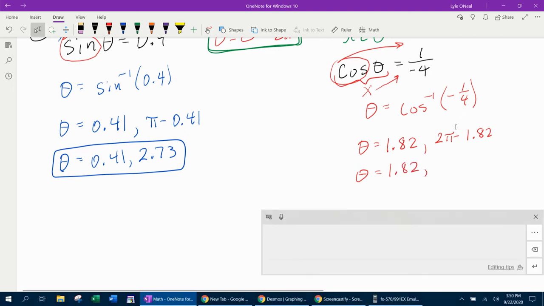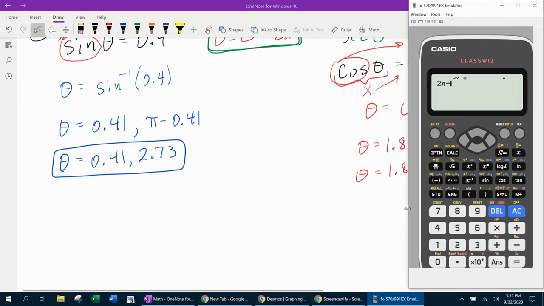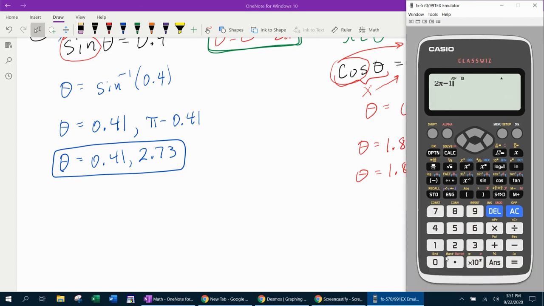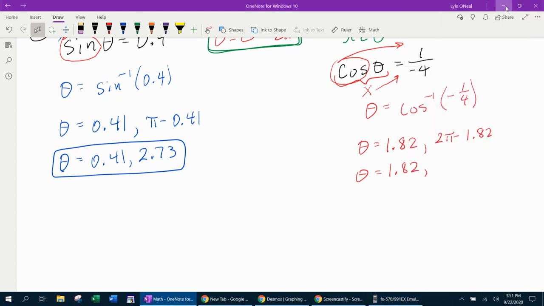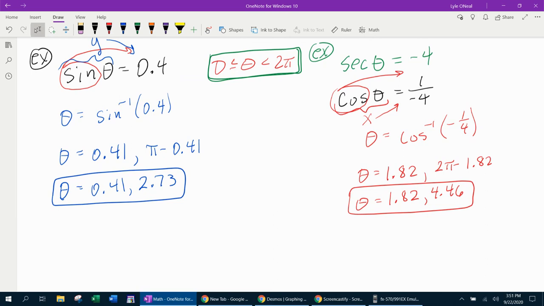And pulling up the handy dandy calculator for that, I wish that would stop popping up. We need to do 2 pi minus our first answer, which was 1.82. 4.46 rounded. And those will be the two angles that are solutions to this equation on the interval from 0 to 2 pi. And I do want to check that.